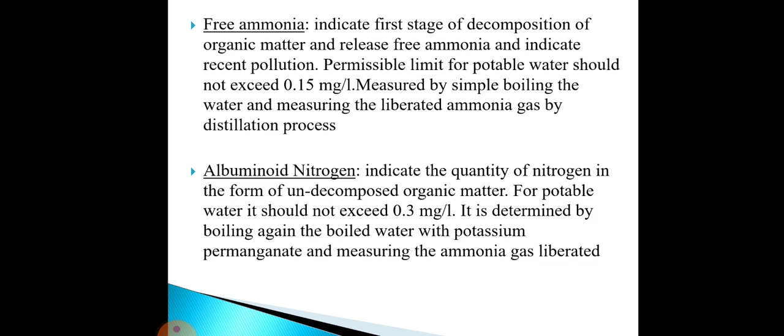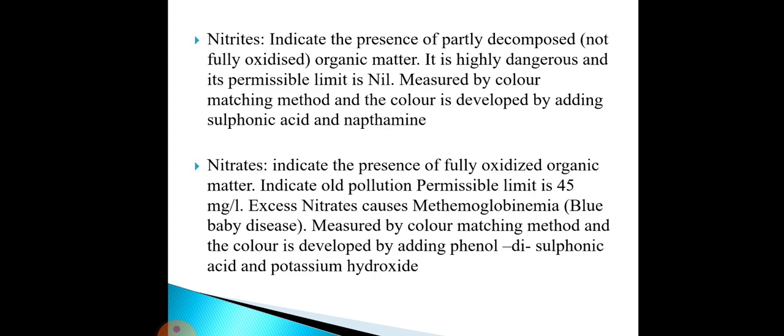And albuminoid nitrogen indicates the quantity of nitrogen in the form of undecomposed organic matter. For potable water, this value of albuminoid nitrogen should not exceed 0.3 milligrams per liter. Again, this is determined by boiling water with potassium permanganate, and then measuring the amount of ammonia gas that is released.